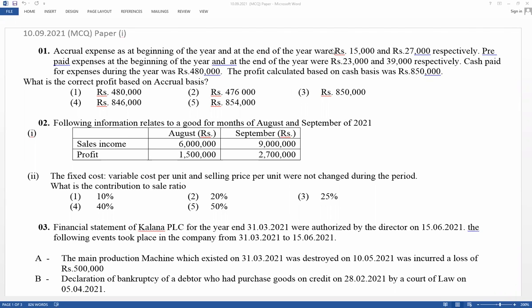When we are going to prepare the income statement, normally we have to apply the accrual basis. Accrual basis means income and expense should be included in the income statement, whether cash is received or not, as well as cash paid or not. Those are called accrual basis. Income and expense should be included in the income statement, cash paid or not, relevant for this year's value. And income should be included in the income statement, cash received or not, for the year's value.